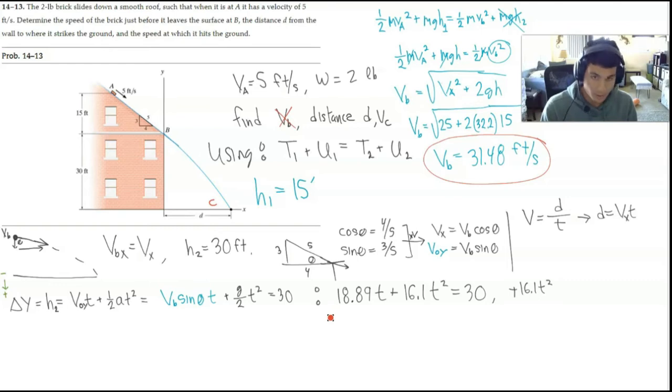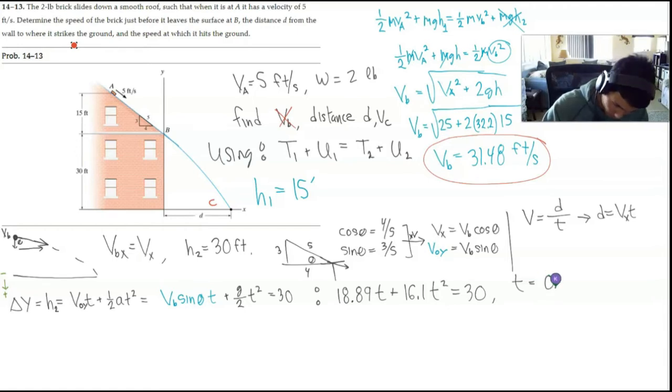16.1, 18.89, and, oh, typed it in wrong still. 16.1, 18.9, minus 30. Okay, that was kind of embarrassing. I kept putting the minus sign instead of the negative sign on my calculator, so my calculator kept giving an error. But don't worry, all the work is correct. So time is equal to about 0.9 seconds.